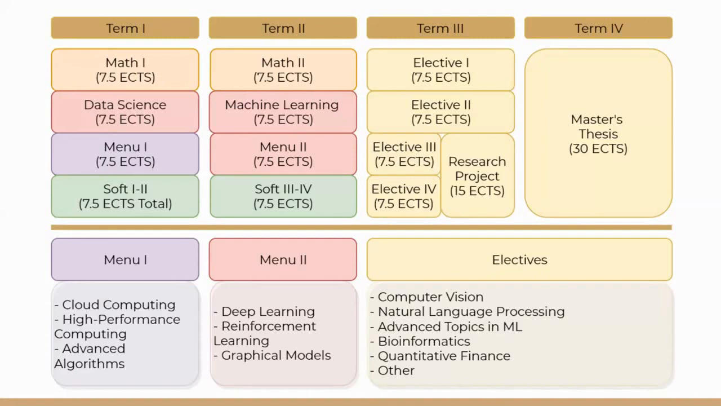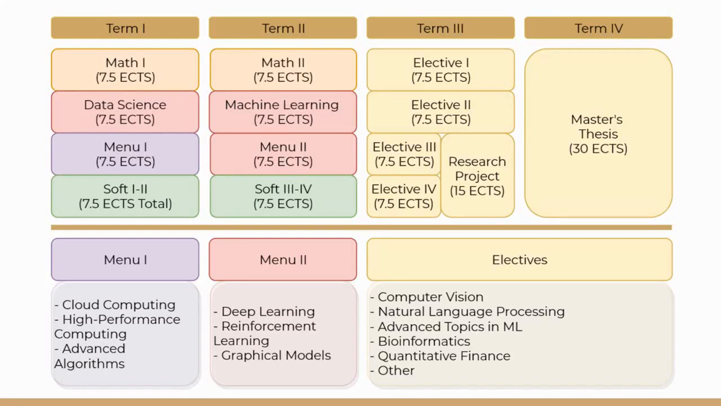So the first two semester terms, they give you one course on math and one course on data science. The first is intro to data science, the second term is intro to machine learning, four courses on soft skills, like four half-semester courses, because we've seen how important they are, and also two menu courses. Menu is like obligatory to select from one of the groups. So menu 1 is an obligatory computing course: cloud computing, high performance, advanced algorithms, and menu 2 is a course on hot topics in machine learning. So either deep learning, reinforcement learning, or probabilistic graphical models. Three hot topics in ML research today.